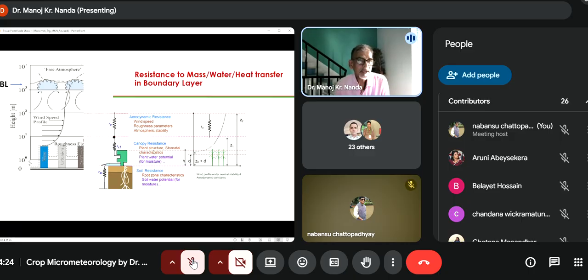And when you are talking of canopy resistance, the major problem here is the representativeness. Suppose you are taking the stomatal characteristics. You can take a bottom leaf, it has different stomatal characteristics. You can take a top leaf, it has different stomatal characteristics. So transpiration rate differs within the canopy. So now it is difficult to get the overall water loss from the canopy.